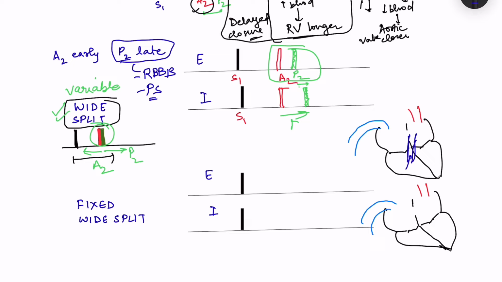So that's why the right ventricle will contract a little longer. So that is the cause of late P2. Why will A2 early occur? A2 early means that the aortic valve is closing early. That means the left ventricle is emptying very fast.